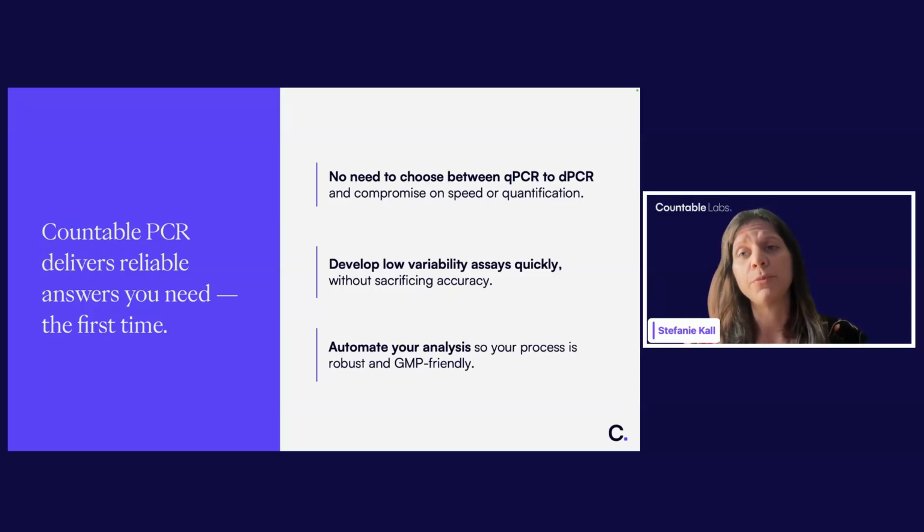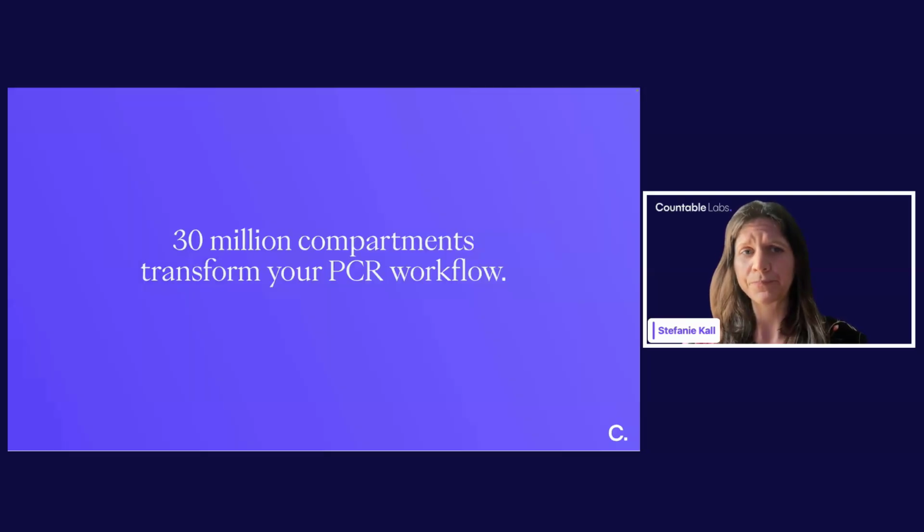And it allows you to develop low variability assays really, really quickly. You can get stuff off the ground in a couple days that would normally take weeks and even months. And it's also really friendly for the regulatory agency aspect and GMP requirements because it automates your analysis and it gives objective readouts of the quality of your data. So I'm going to talk about all of that. But first, I want to explain what Countable PCR is a little bit more specifically, and also walk through what makes it so unique and what the workflow looks like to set up an assay in Countable PCR.